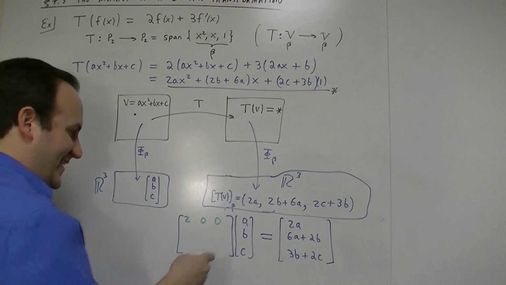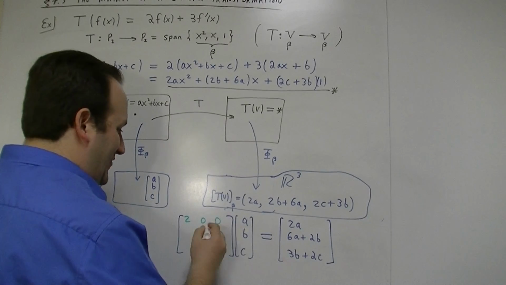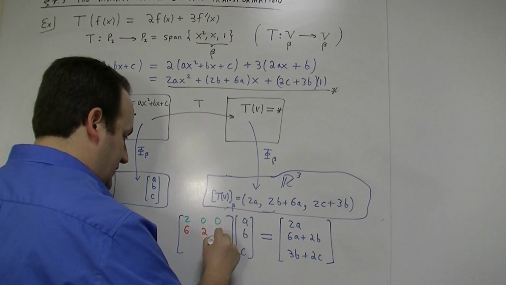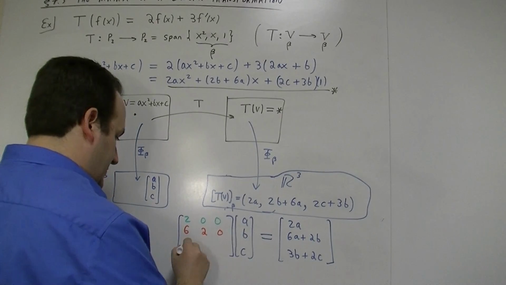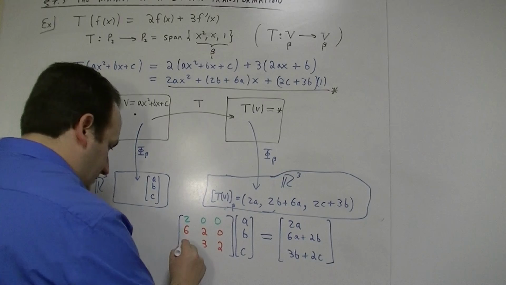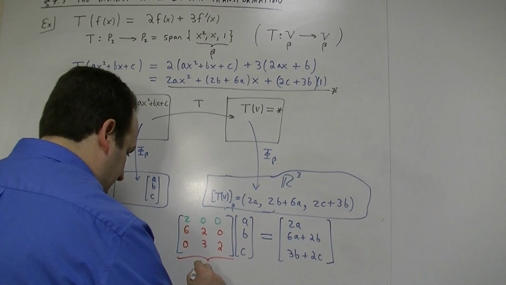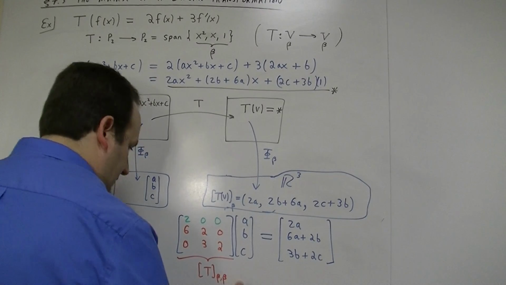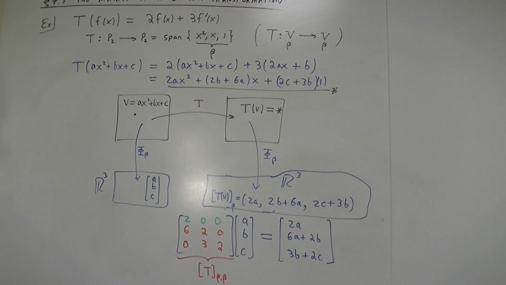Oops, I'm using green, so sorry. Green's fine. Then 6, 6, 2, 0, 0, 3, 2 on the next row, 0, 3, 2. And there you go. What we have now is successfully calculated the matrix of T with respect to the beta basis. Ooh, that's cool. And that's how you do it.